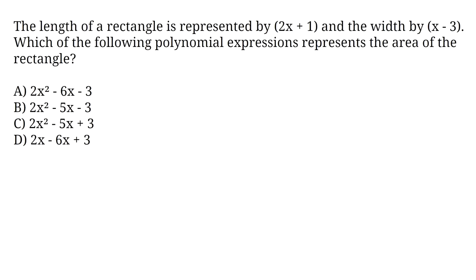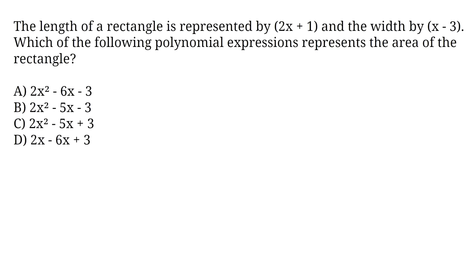The length of a rectangle is represented by 2x plus 1 and the width by x minus 3. Which of the following polynomial expressions represents the area of the rectangle? A. 2x squared minus 6x minus 3. B. 2x squared minus 5x minus 3. C. 2x squared minus 5x plus 3. D. 2x minus 6x plus 3.